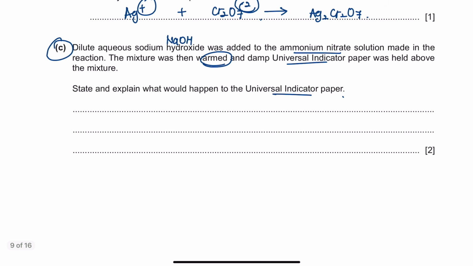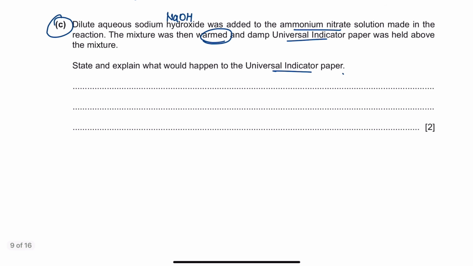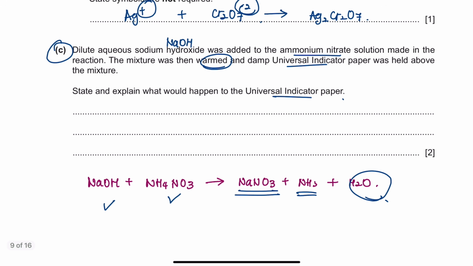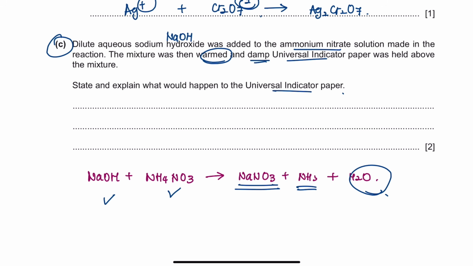Now before we answer this question, let's write down the chemical equation to understand what is happening in this reaction. Mixing ammonium nitrate and sodium hydroxide solution gives aqueous sodium nitrate, ammonia gas, and water. The question has already mentioned that the damp universal indicator was held above the mixture, which means that after you have gotten the mixture, this would be your universal indicator held above the mixture like this.